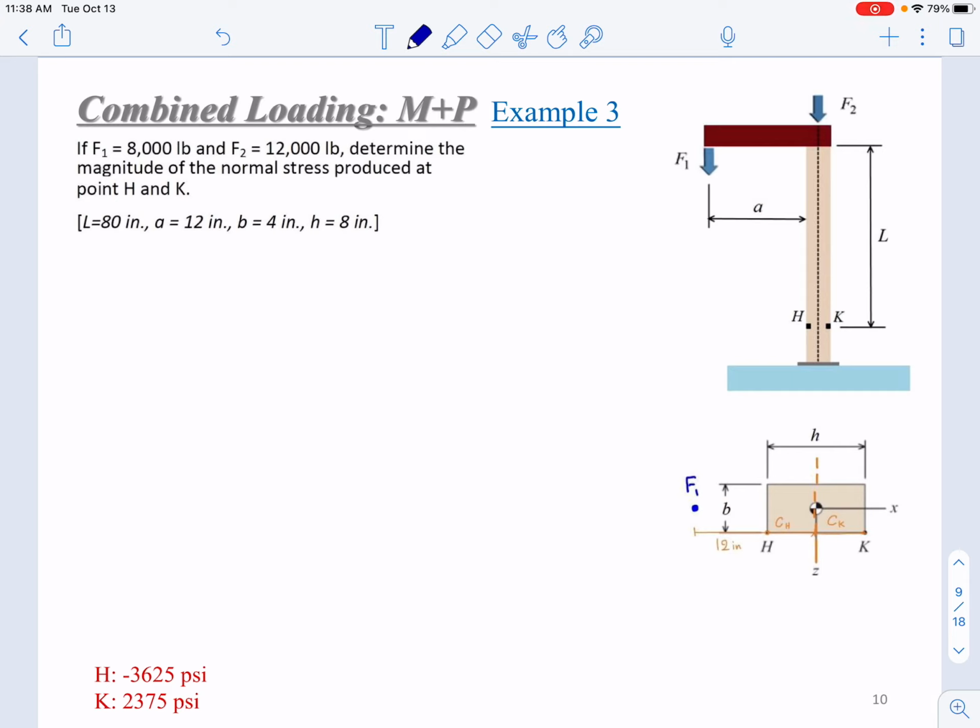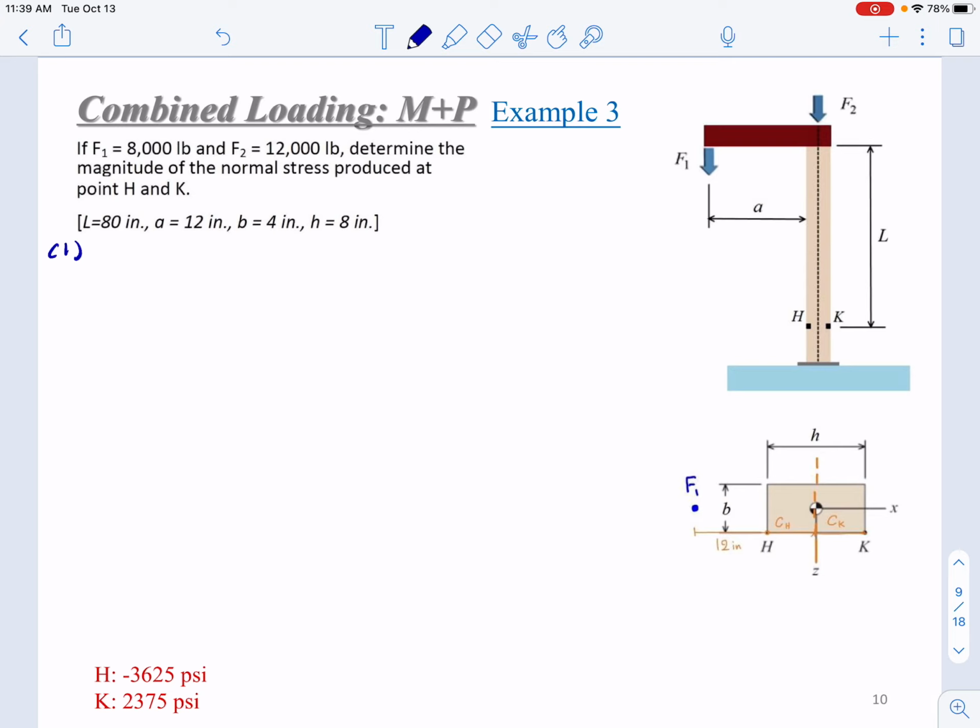Again, they're just one positive, another negative due to bending. You also need to consider the normal stress from the axial loading. Okay, the first step, we can use a free body diagram to determine the F and M, but I will skip it. If you cannot tell this F and M directly, you try to use a free body diagram.